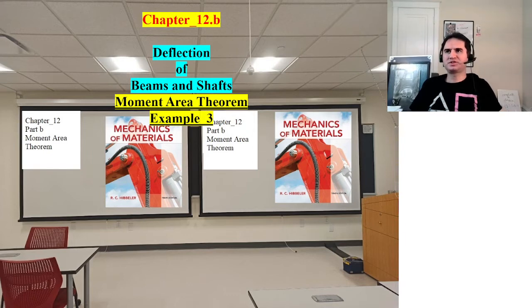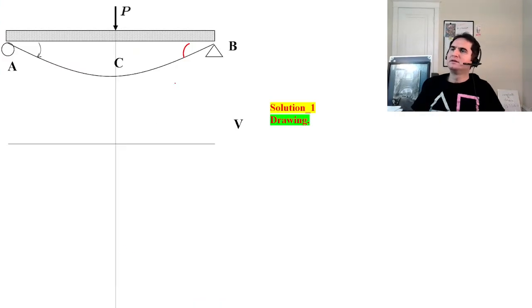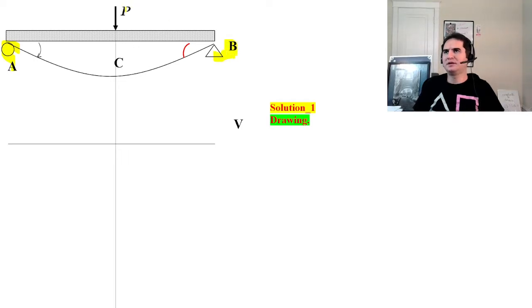Chapter 12, Deflection of Beams and Shafts, Part B, Moment Area Theorem, example number 3. So in this example, let's see what we have. If we have a two simple support beam at A and B, as you can see here, handling a concentrated load of P at its center. So solution one is just by drawing shear, moment, and then from moment, theta and delta.